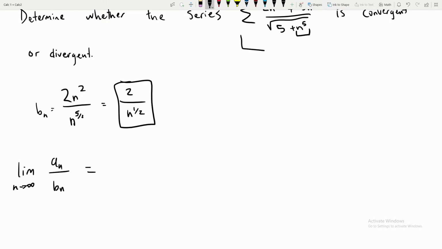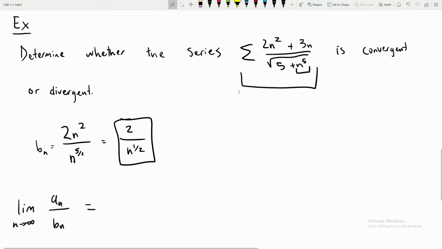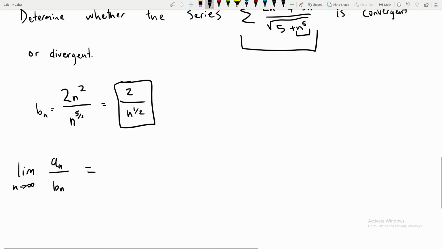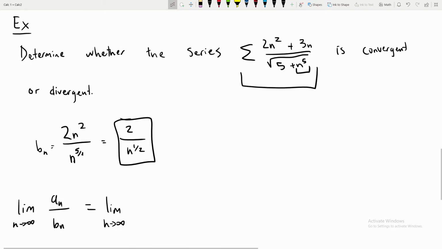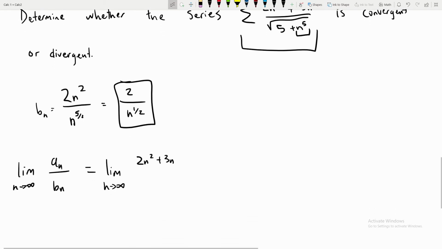So in this case, a of n is the series that we started off with, which is up here. So we want to take the limit as n approaches infinity of a of n. Well, a of n was 2n squared plus 3n over the square root of 5 plus n to the power of 5. And then we want to divide this by b of n, but I'm not going to divide in this case. I'm just going to multiply by the reciprocal of this. Essentially, it's going to be the same thing. It's just to save space on the slide and not have some layered division right here. So this is the same thing.